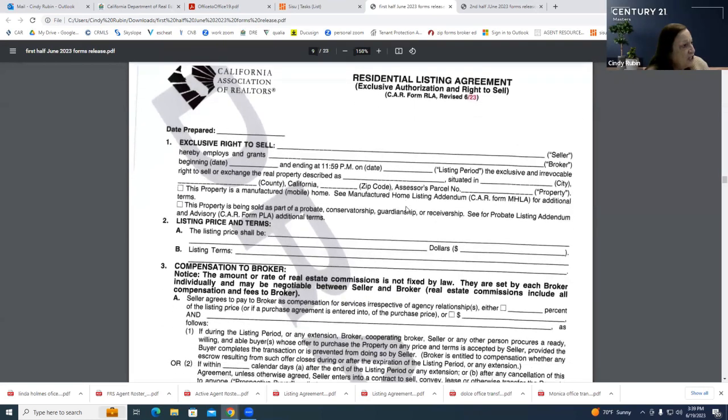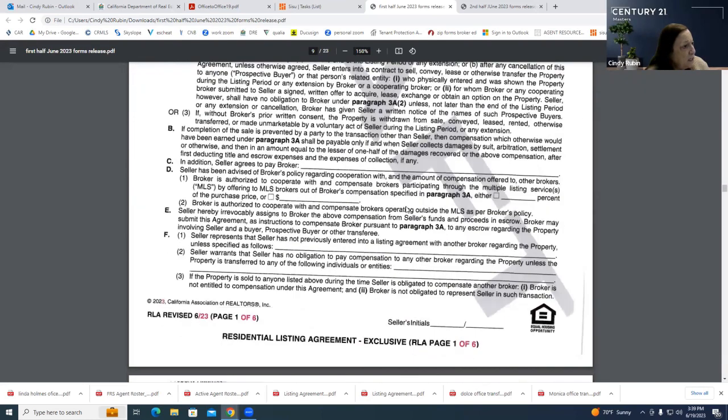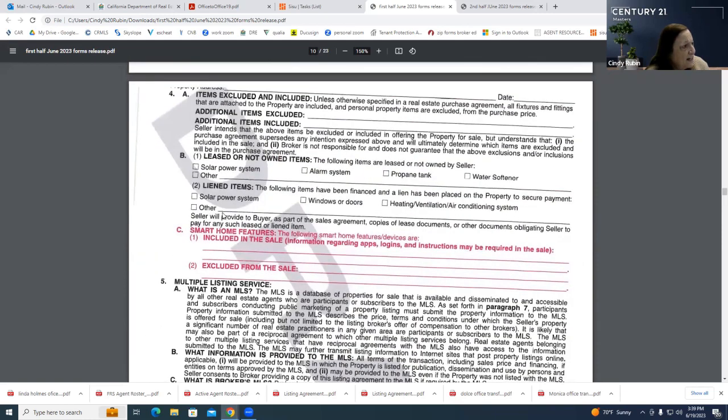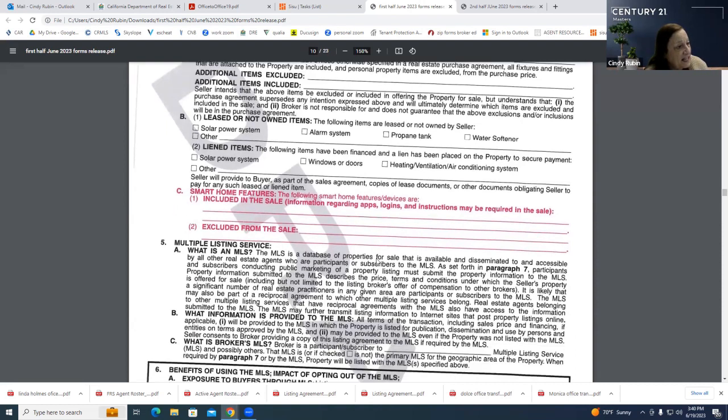Okay, there are not a lot of changes to the listing agreement, but you should know them. I don't understand this. Notice up here it says items included and excluded, right? Then down here it has smart home features included or excluded. Are those not items? I didn't understand why they wouldn't go up here, but they added that because my guess is that that's what's getting missed.